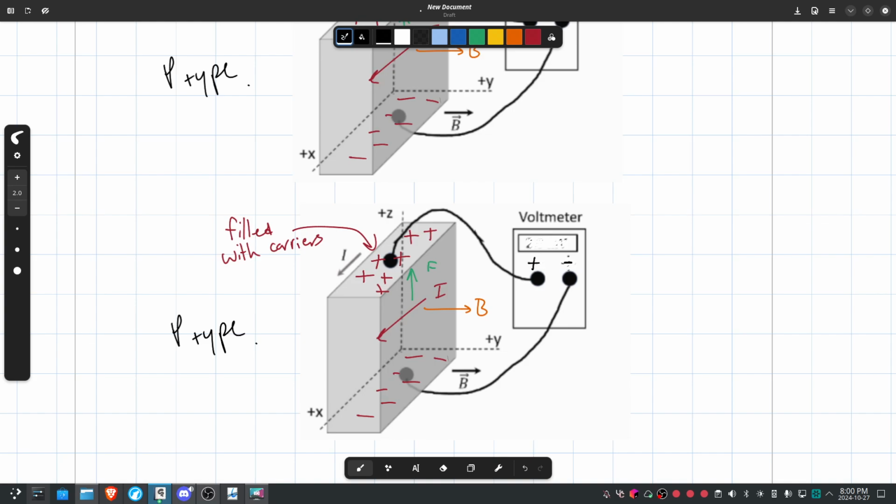Now, no matter whether you use left or right hand, the Hall voltage is going to go in the same direction. That's kind of the whole point of Hall voltage. So let's say that this is the terminal reading. We're going to get a positive voltage because our positive terminal is on the positive reading and the negative terminal is on the negative reading.